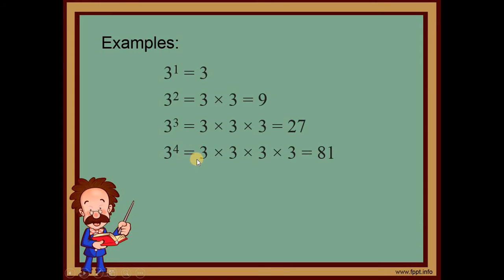3 raised to 4 is equals to 3 times 3 times 3 times 3, 4 times, and this equals to 81. Last, 3 raised to 5, this equals to 3 times 3 times 3 times 3 times 3, 5 times, and this equals to 243.